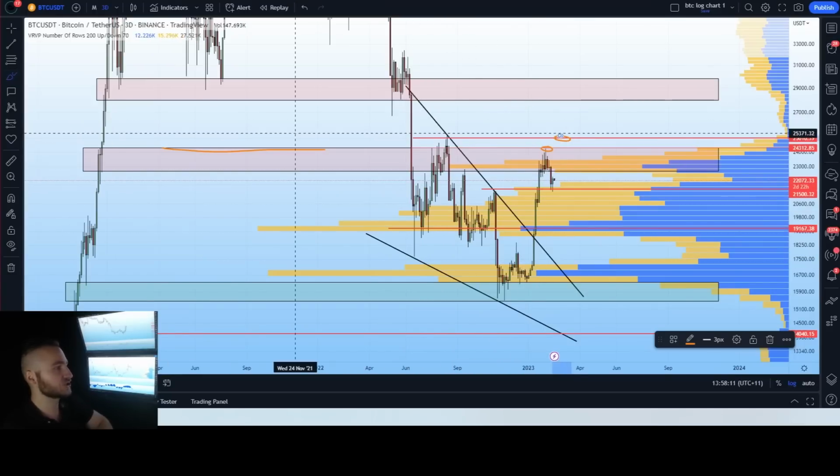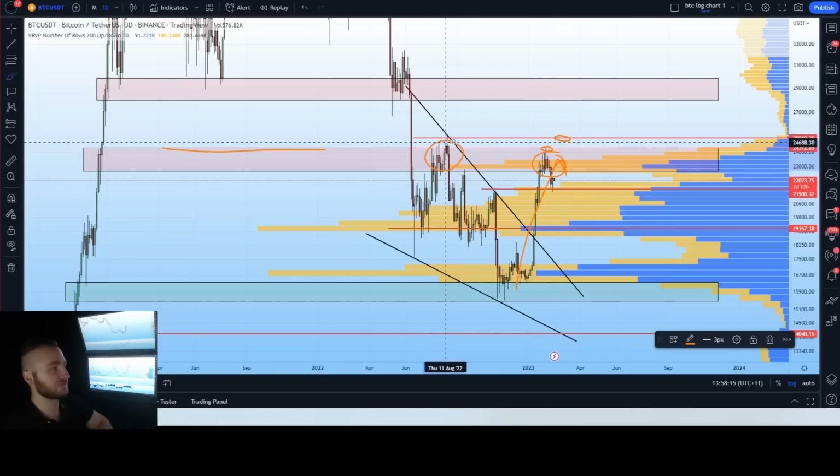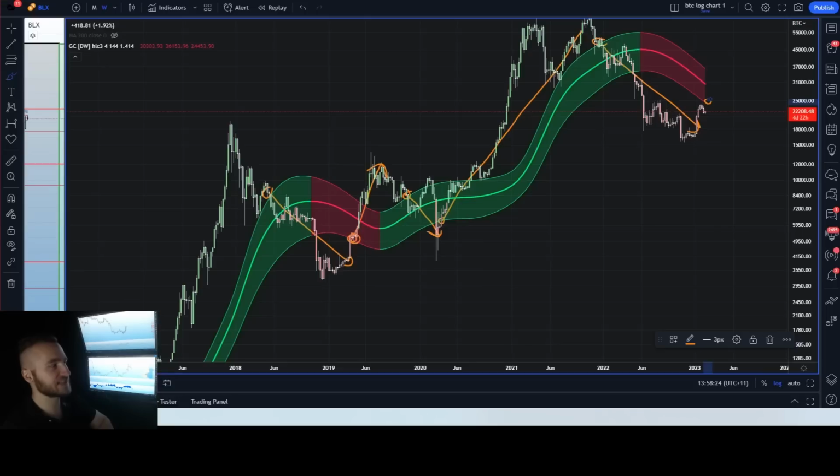The falling wedge structure took us right to that target, which of course was that local top of the falling wedge, that first high in the falling wedge, around 24,300 to 22,600. However, the macro downtrend on the weekly chart, on the monthly chart, is very much still in play. So for us to reverse that, we do need to break back into the Gaussian channel.